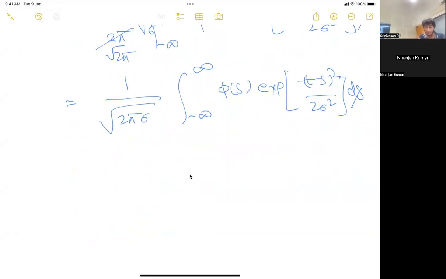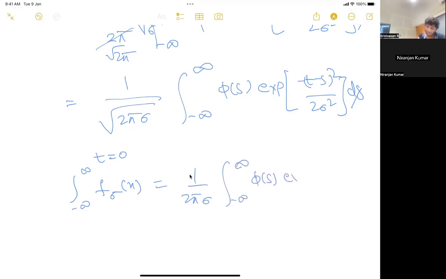Now here we just put t equal to 0. So for t equal to 0, we'll get that this quantity is actually equal to the integral of f sigma, because we had started with the Fourier transform of f sigma of x, and putting t equal to 0, you'll get this integral. This is equal to 1 over 2 pi sigma times the integral of phi of s, exponential of minus s squared by 2 sigma squared, ds.